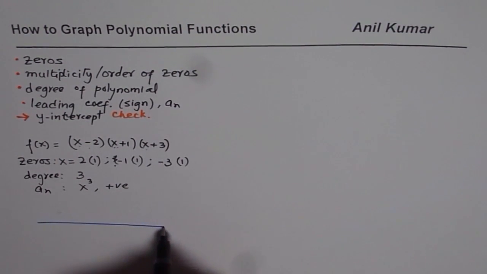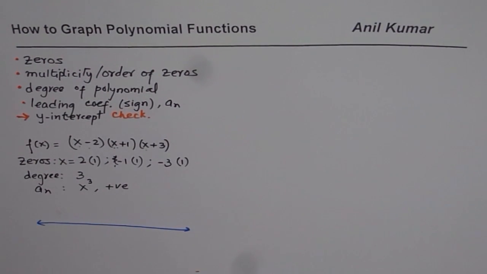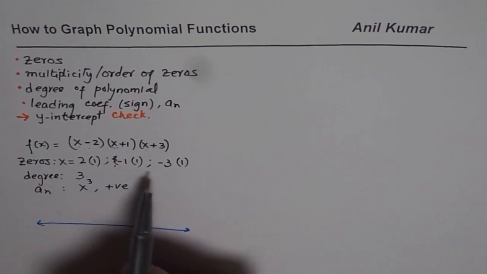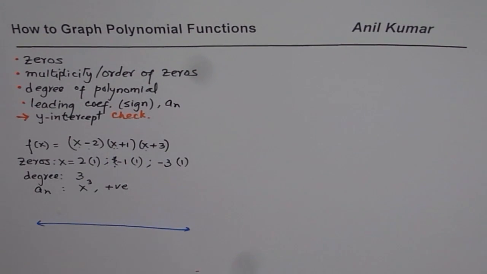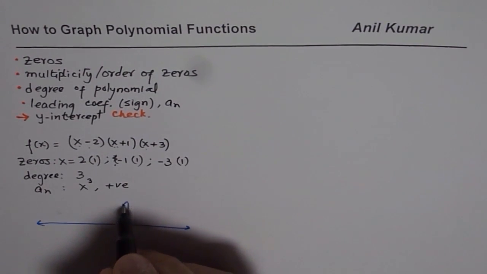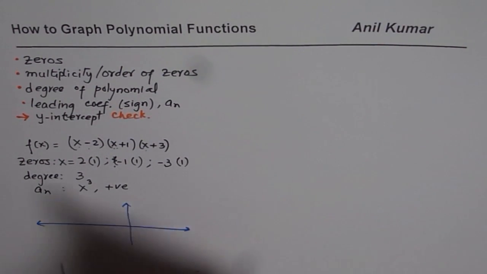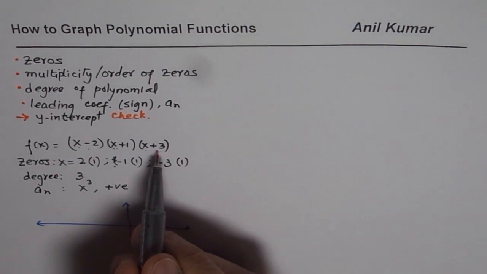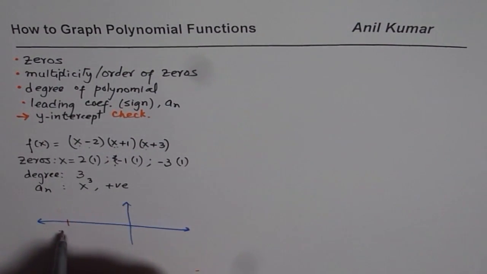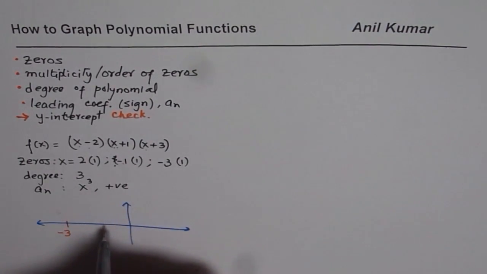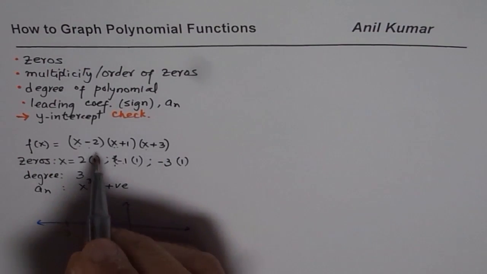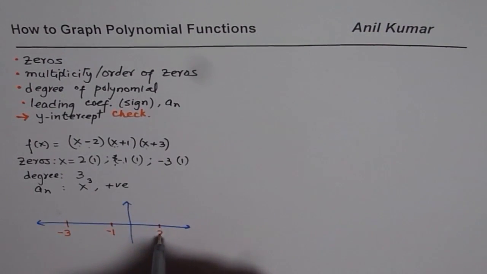Let us say this is the x-axis. Then on this x-axis, let us plot all our zeros. Zeros are at minus 3, minus 1, and at 2. So let us say the y-axis is kind of here. Okay, that's the y-axis. Let us say this is minus 3 for us. And then we have minus 1. Let us say this is minus 1. And plus 2, let us say this is plus 2 for us.